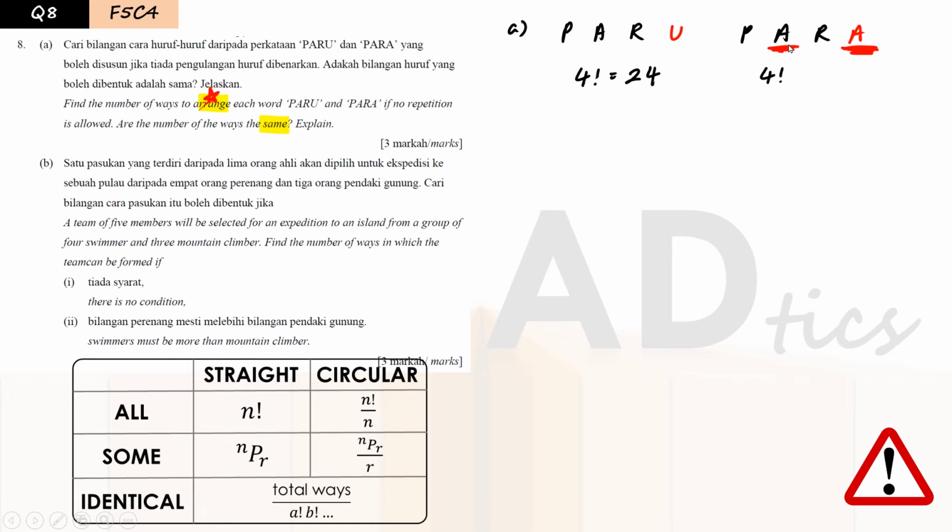Alright, if there are identical letters, then we need to look at the last row. So it's the total ways and divide with the number of factorials here. Alright, so total ways we already have it, which is 4 factorial. But how about the denominator here?